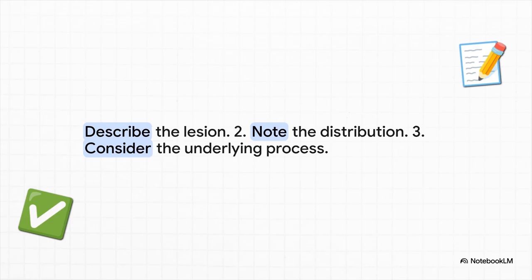So let's wrap this up. The whole point of this isn't just to have you memorize a list of diseases. It's to give you a reusable mental model that you can apply to any patient with a skin complaint. Just remember the 3 steps. 1, describe the lesion. 2, note the distribution. And 3, consider the underlying process. Describe it, find it, and think about why it's there.